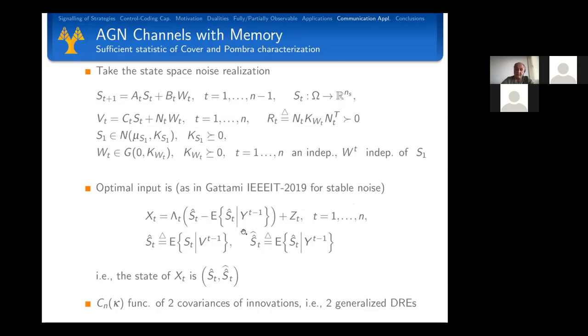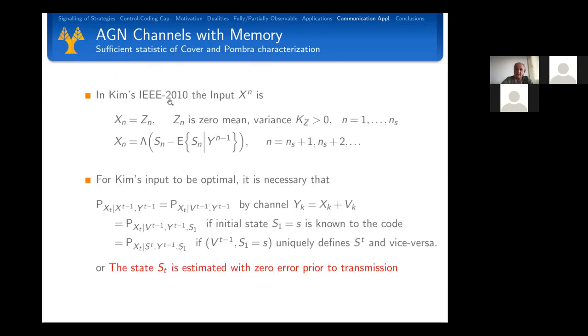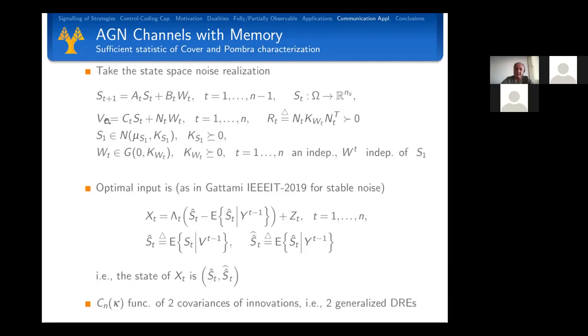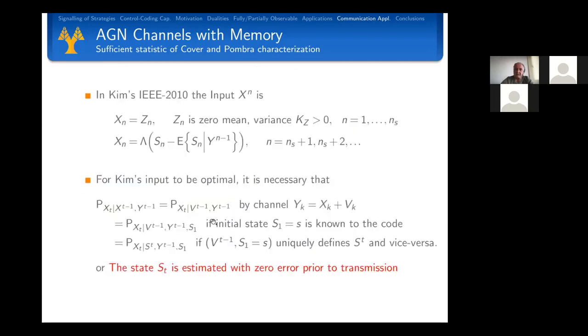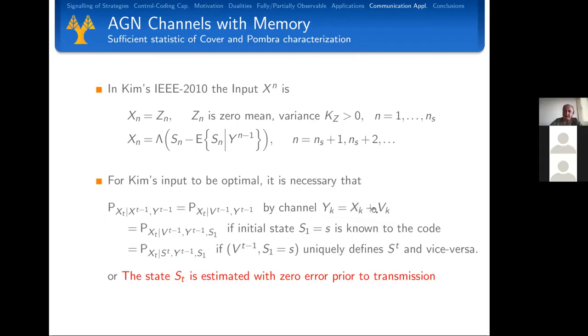And then we ask, okay, but if the input is like this, how can it be that Kim's paper depends on the state? Kim gave his input to depend on the state. So this means that because the state is not available, what is available is V. So it means that the optimal input, because it's additive here, is equal to this. But then in order to make this depend on the state, one needs to know the initial state, and then one needs to be able to uniquely define S from the noise sequence and the initial state. Of course, this would be correct provided the state is estimated with zero error prior to transmission. Okay, but if it's estimated with zero error, that means one has to take a different look at this.